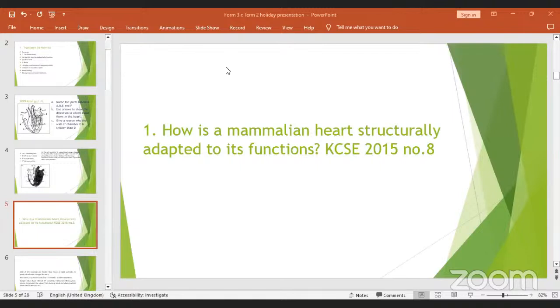I'm seeing a response from Maxwell here that the pericardium checks overdilation of the heart. Ryan is saying that it has a muscular septum to separate oxygenated blood from deoxygenated blood. Okay, that's okay. Can we split points of the pericardium membrane so that we can give all the adaptations of the pericardium membrane as one?